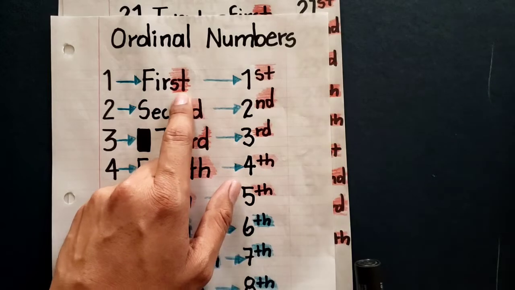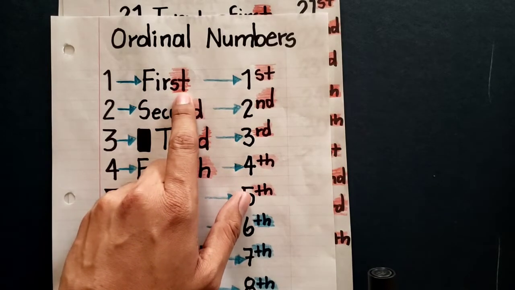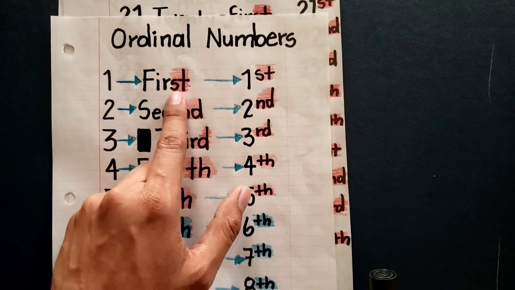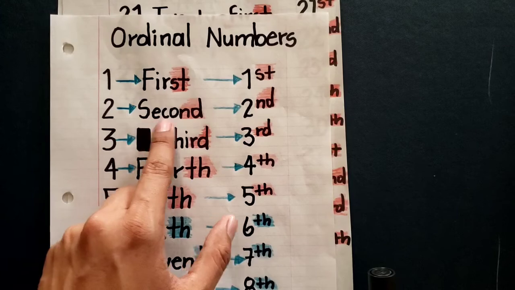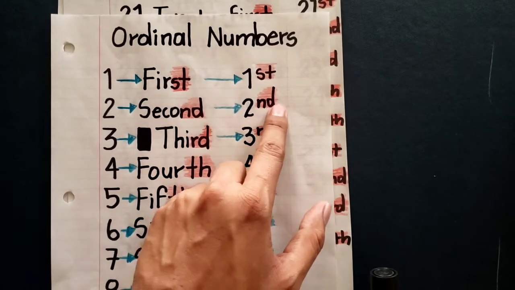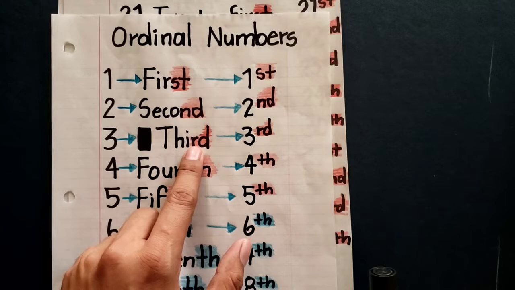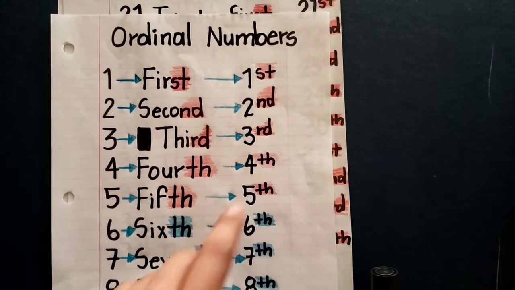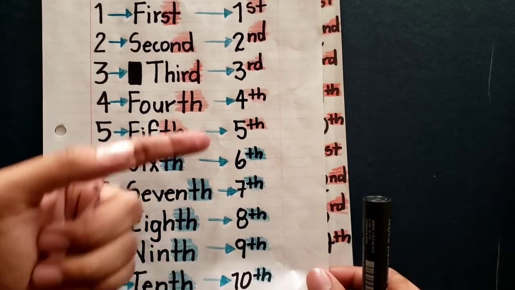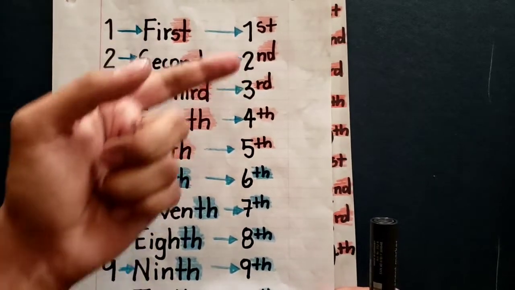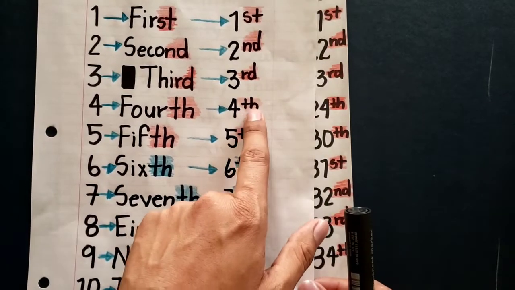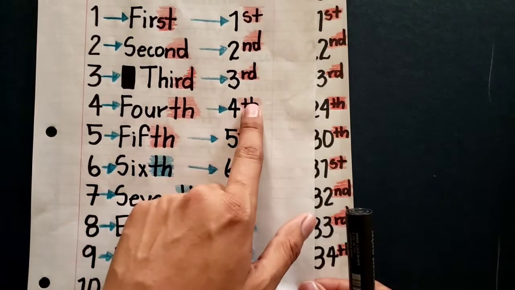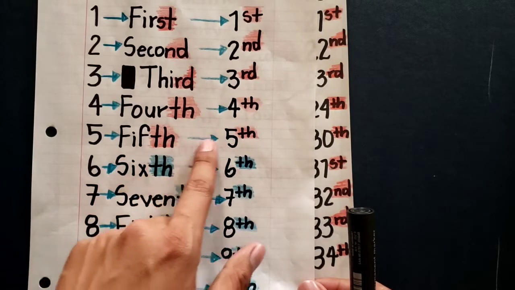As you may notice, on all these pages I colored the last two letters of each ordinal number. Look at this. First, the last two letters: ST. Second, ND. Third, RD. And all the rest are the same. Only 1, 2, and 3 are different: first, second, and third. But the rest of the numbers have a TH. Fourth, TH. Fifth, TH.